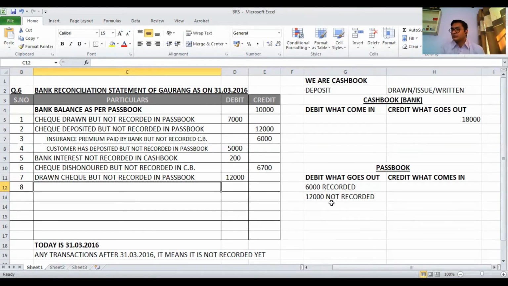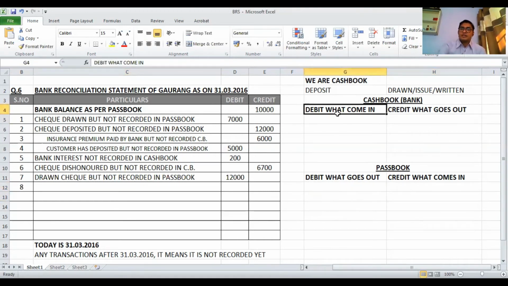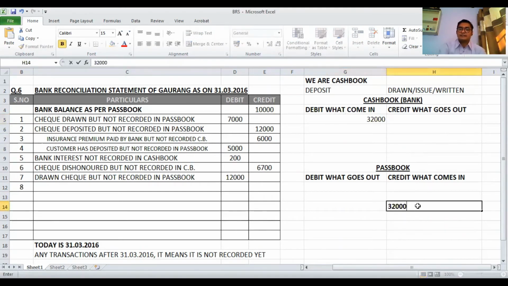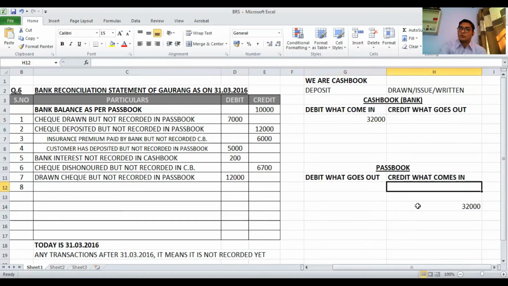Check of 32,000 were deposited. Now we deposit the check of 32,000, so it is the debit side of the cash book, but out of which 7,000 are credited. Means here 32,000 for the debit entry. So now for 32,000 it should be on the credit side of the passbook, but out of which only 7,000 entries they have recorded in the passbook. So for the difference amount, 32,000 minus 7,000, means 25,000, they have not recorded.